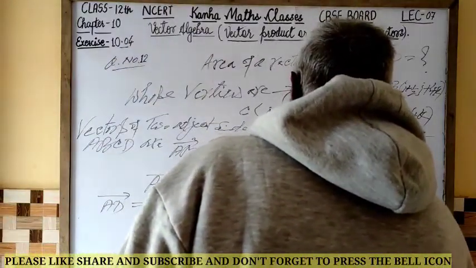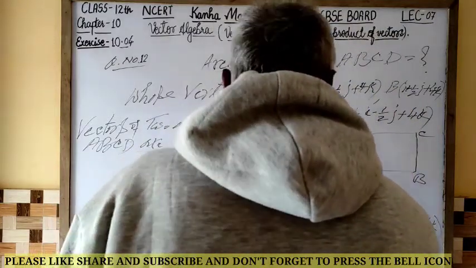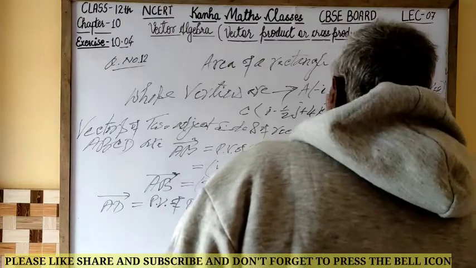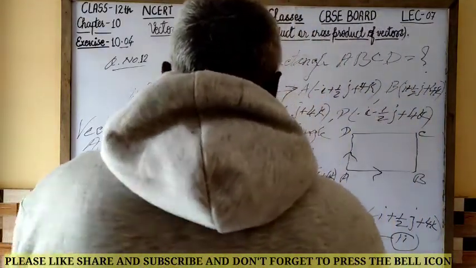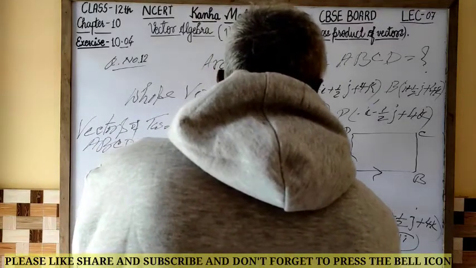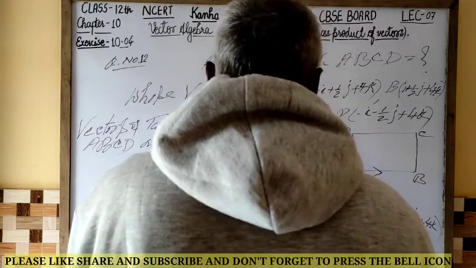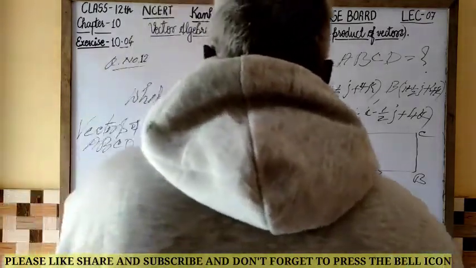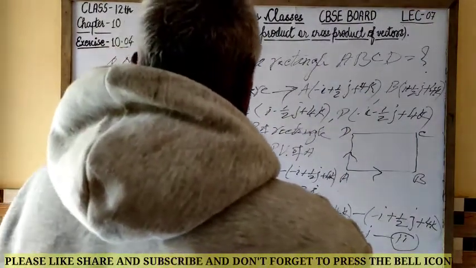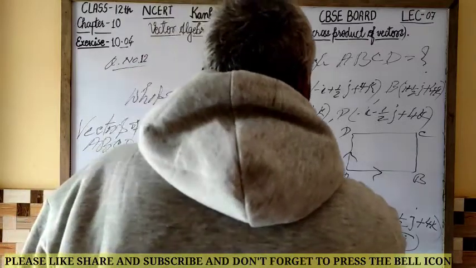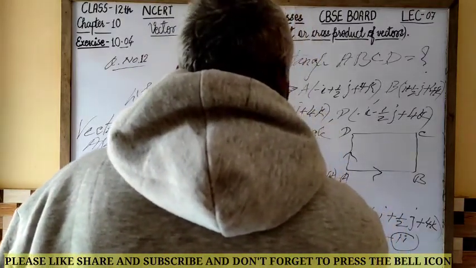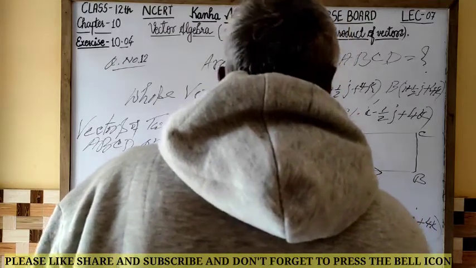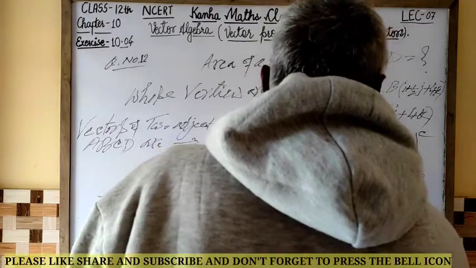So this will be equal to minus j, and vector AB will be equal to 2i, since we get 2i, 0j and 0k, because minus i plus i means 0 into i, and minus 1/2 j minus 1/2 j means minus j, and 4k minus 4k means 0k.